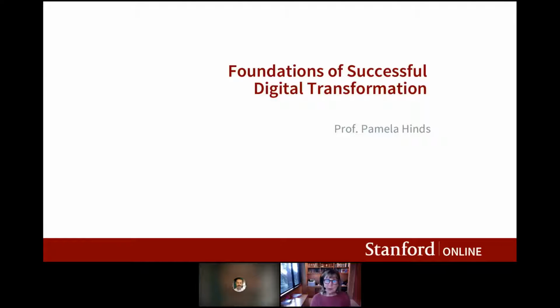All right, so what I'm going to be talking about in the time that I've got here today is some of the foundations of successful digital transformation. What is it that organizations really need to do in order to really take advantage of the opportunities that digital technologies provide? It's really about the culture that is required in organizations that tend to be more successful at doing this.